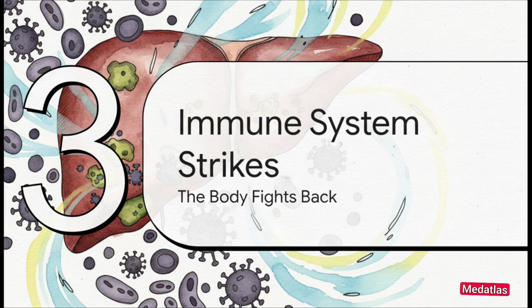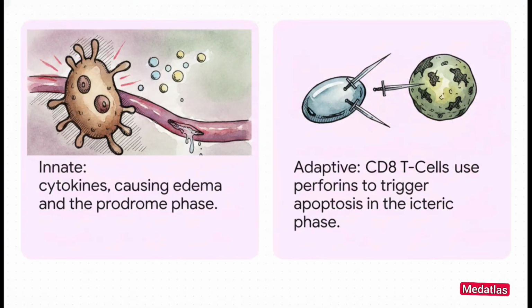Section 3. The immune system strikes back. Because if the virus isn't directly destroying the liver, well, what is? The answer lies in our own immune system, and it attacks in two distinct ways.